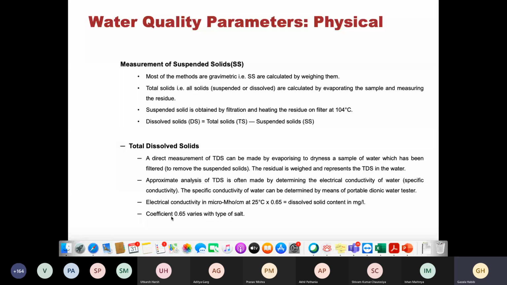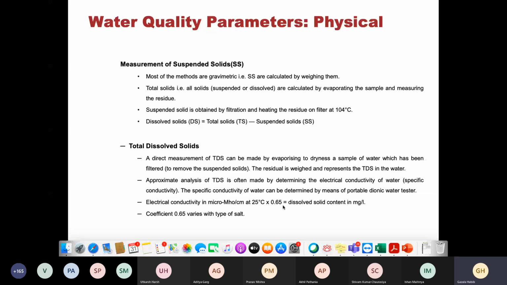Coefficient 0.65 varies with the type of the salt. So this particular coefficient is for a given salt, and you can find out. I just forgot to write the name of the salt here, but that can be found in SK Garg's book. So this coefficient may vary with the type of salt.